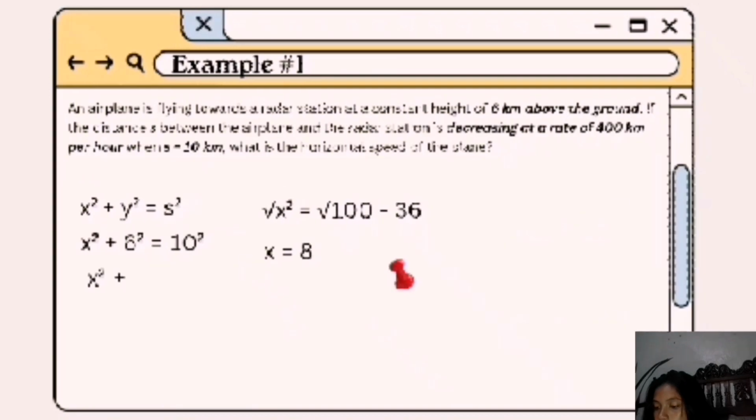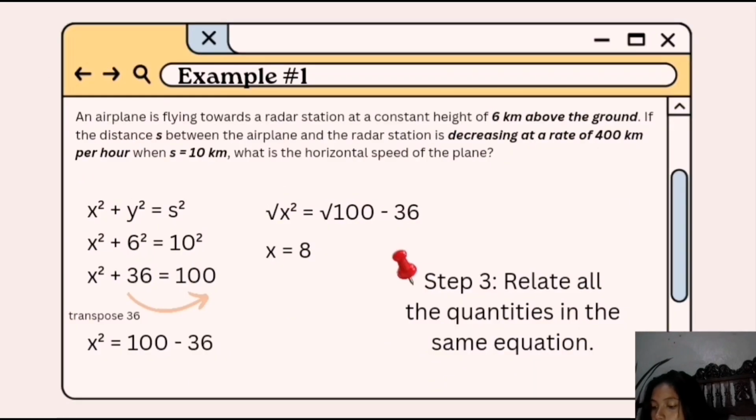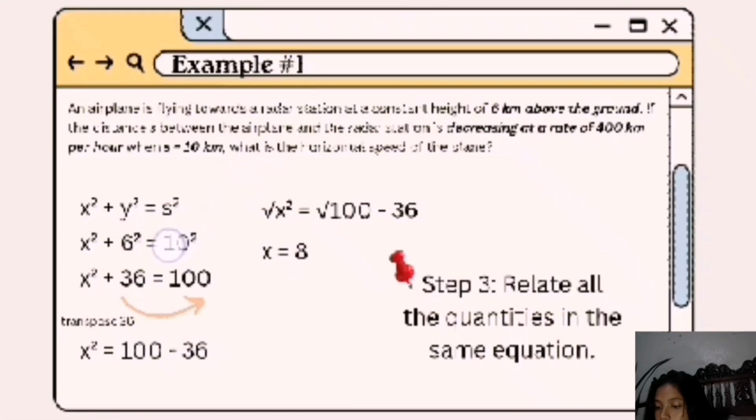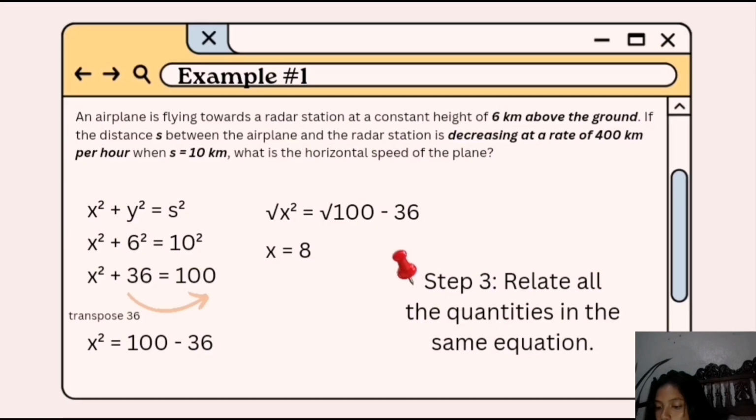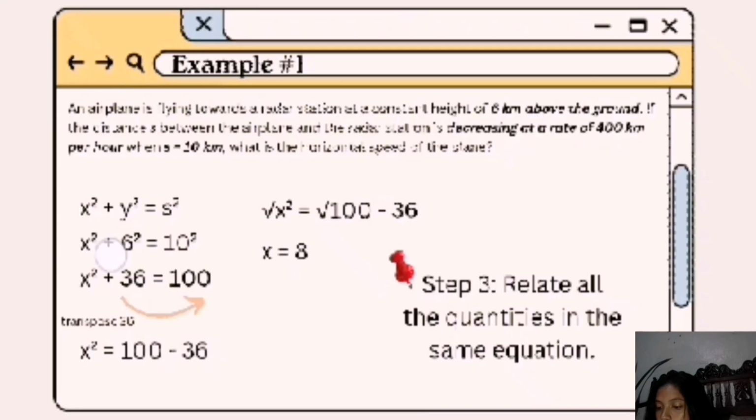And the next, our step 3 is to relate all the quantities in the same equation. So I use Pythagorean theorem here, pero pinalitan ko lang yung mga letters ng X, Y, and S. So, after nating makakuha ng formula, isa-substitute lang natin sila. So, Y is equals to 6, then S is equals to 10, then X squared will remain here. Kaya, X squared plus 6 squared is equal to 36, then 10 squared is equals to 100.